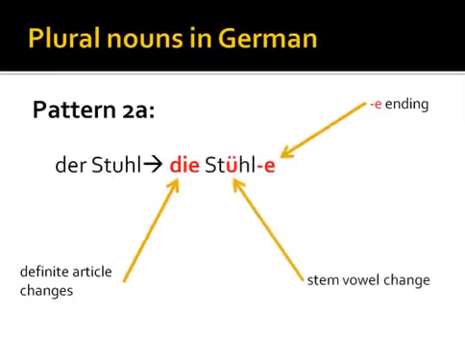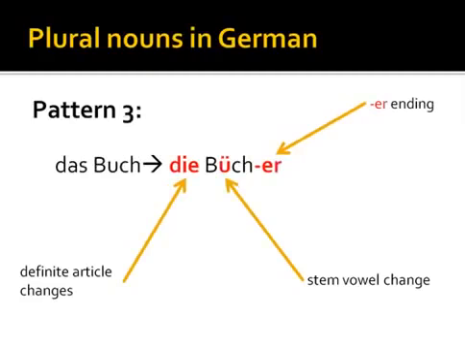The variation on that, again, has to deal with umlauts. Der Stuhl, the chair, masculine singular, the definite article changes to die plural. We still add an extra E ending onto the noun, but in addition, we also add a stem vowel change. Der Stuhl, die Stühle, which changes it to the chairs.